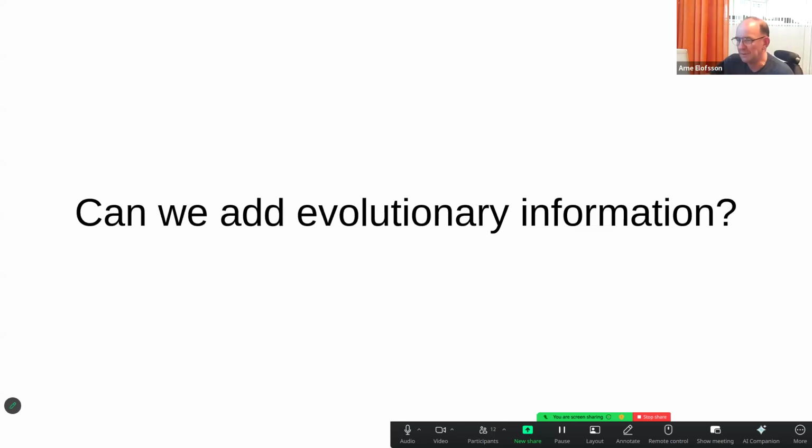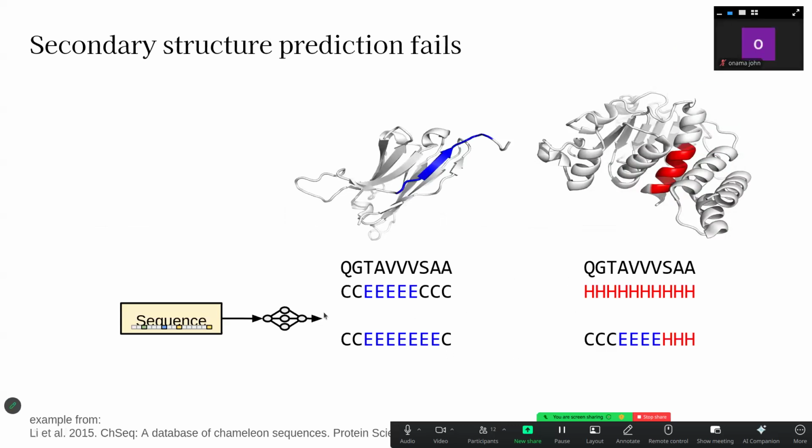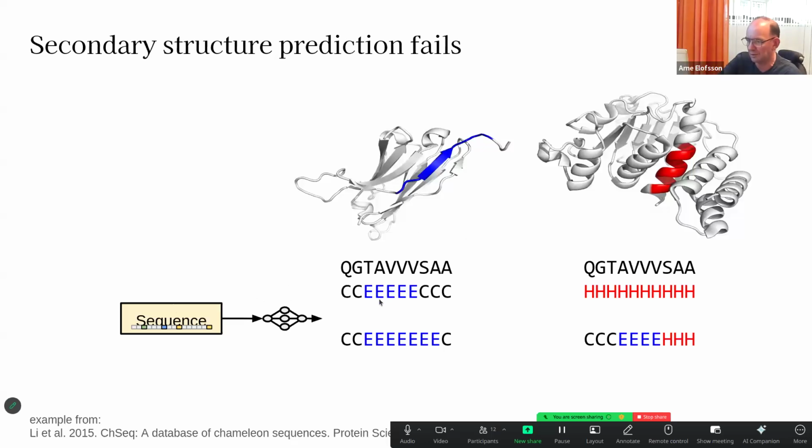So this is what people did in the 1990s, and for instance, for the secondary structure problem, if you have the sequence and do the secondary structure prediction.